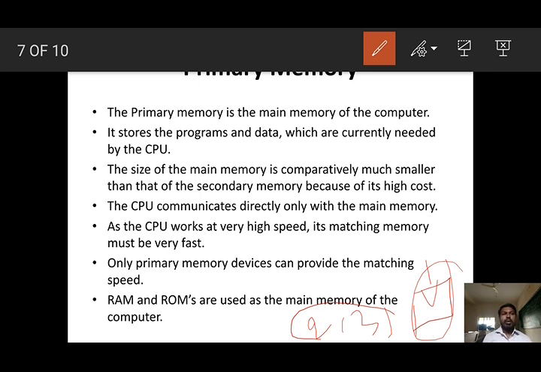The size of main memory is comparatively much smaller than the secondary memory. Dear students, when you compare main memory, the memory size is very small compared to the secondary memory. For example, if you take the hard disk drive in your computer, just check the memory space of the hard disk drive. The hard disk drive is minimum 500 GB, or it may be 1 TB. Correct? Yes.